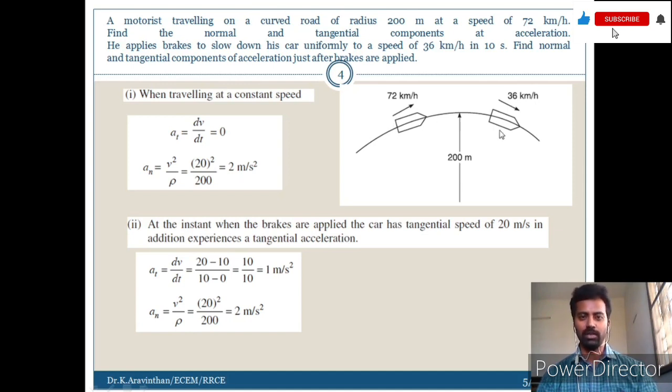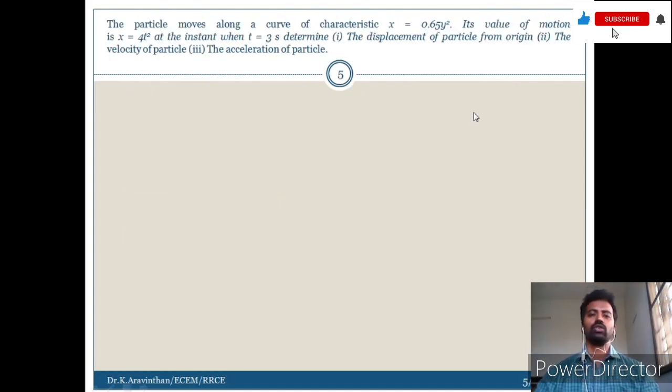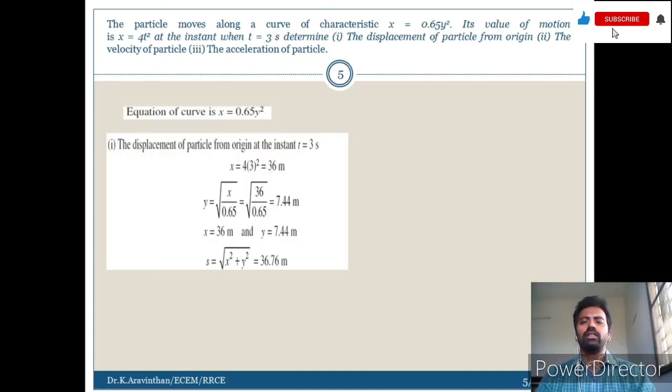So that is why in some problems there will be two equations. One is the equation regarding the curvature, and the second one is the equation regarding the object which is moving in the curvature. So that is why here the two equations are given. In the previous module there was only one equation, but here you will find two equations. The first equation will be regarding the curve. So the curve has an equation of x equal to 0.65 y square. The motion here is x equal to 4t square.